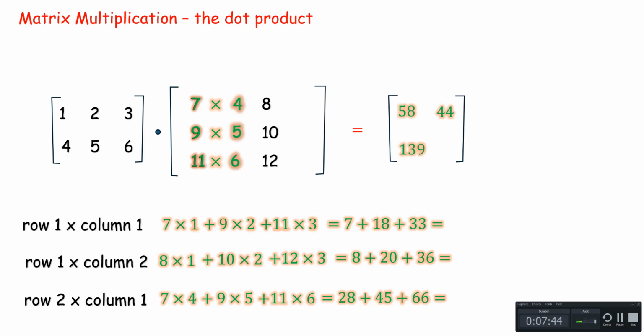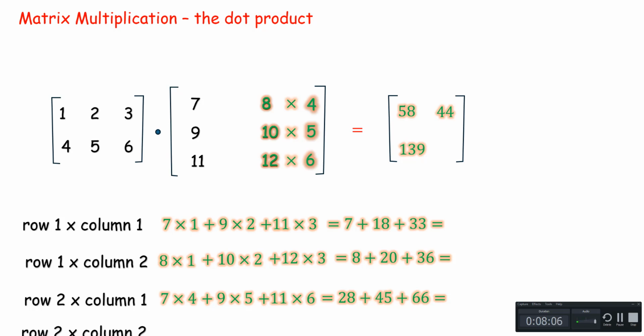All right, and then last of all, you're going to go across that second row in the first matrix again, and you are going to go down the second column of the second matrix. So you've got your 4, your 5, and your 6, and you're going to multiply. So 8 times 4 plus 10 times 5 plus 12 times 6 is 32 plus 50 plus 72. And when you add all that up, you get 154, and that goes in your second row, second column, and that's your answer. So that is how you do matrix multiplication or finding the dot product.